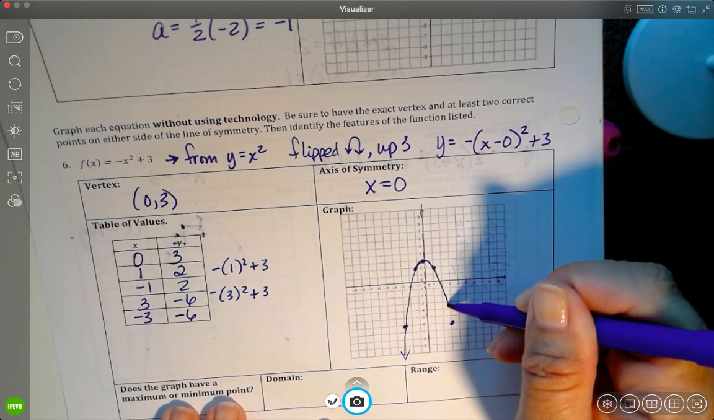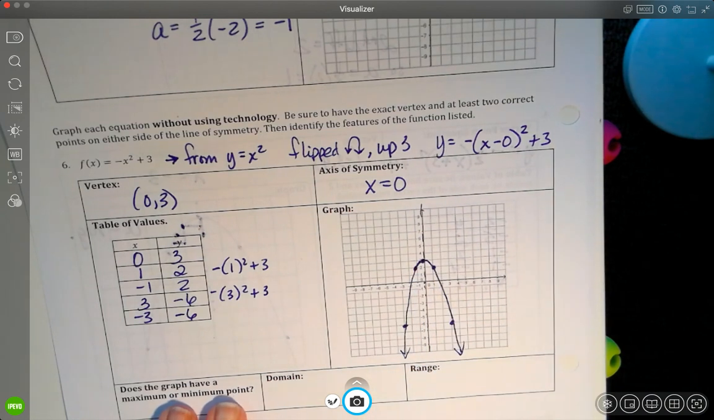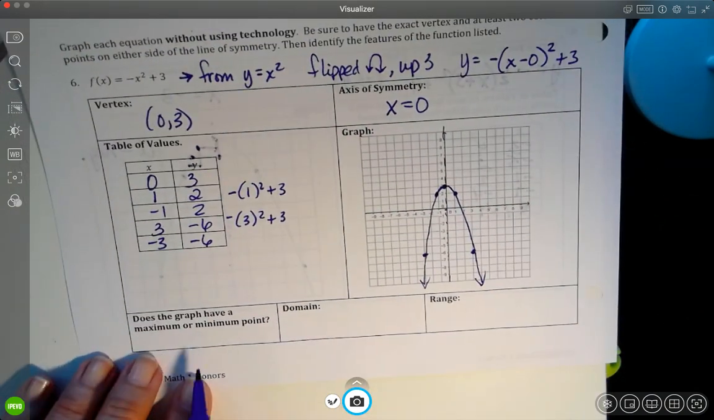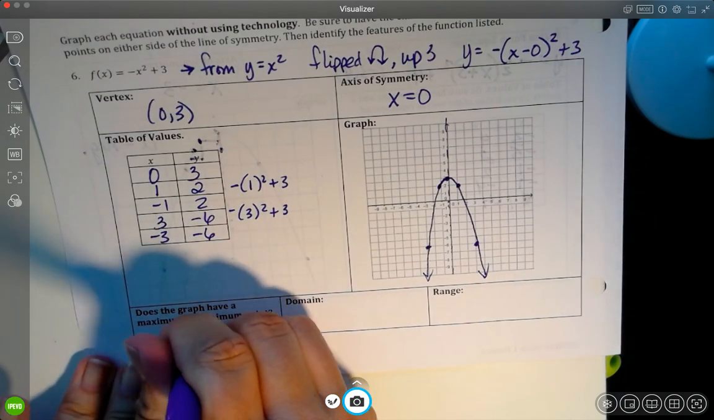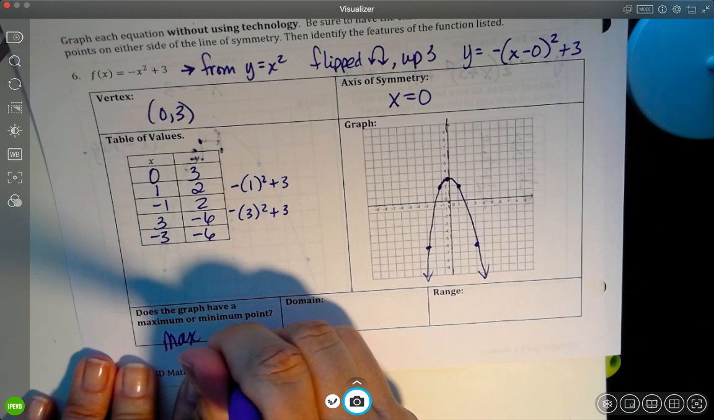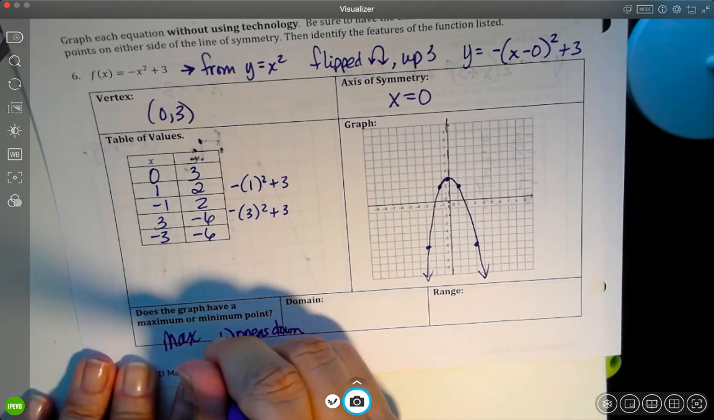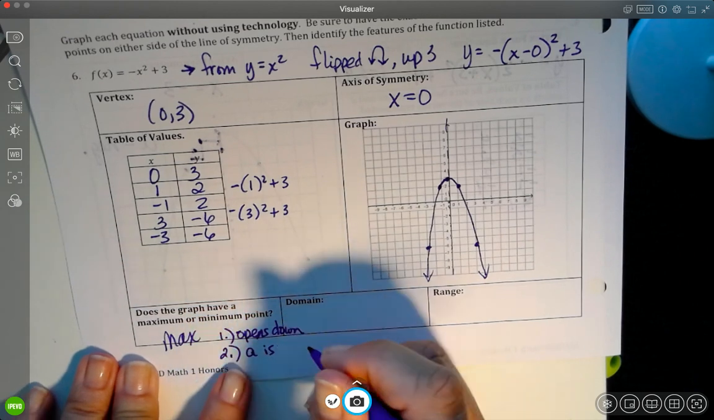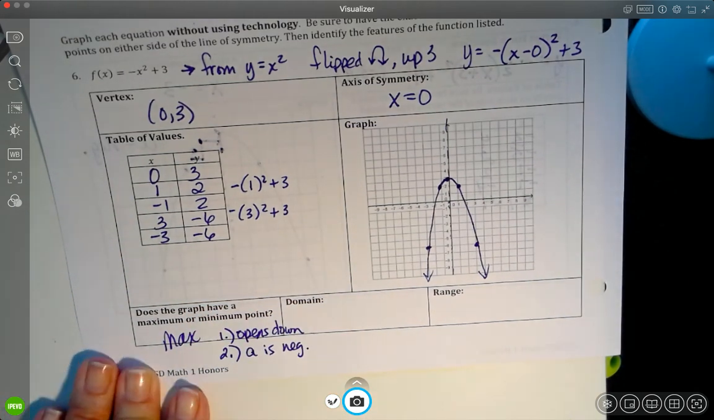Sometimes when it's narrow, it's hard to see, to get the curve there instead of a point. So does the graph have a maximum or a minimum point? Well, it has a maximum for 2 reasons. One, it opens down, and 2, a is negative. So both those reasons show you that it has a maximum.